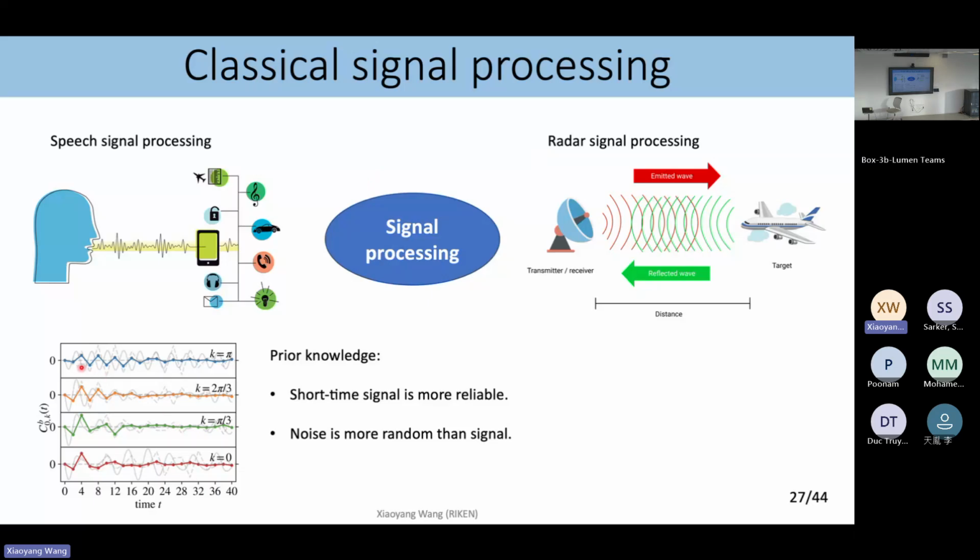For the quantum signal measured on the quantum computer, we have two prior knowledge about the signal. The first is that the short-time noise is more reliable, because the decoherence at longer time is very strong. And the second is that the noise is more random than the signal, because the noise usually has no correlation in the time domain.